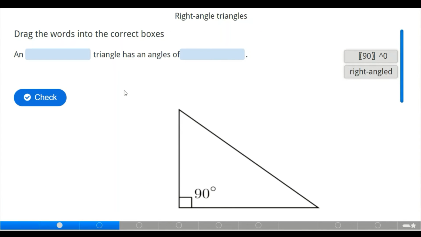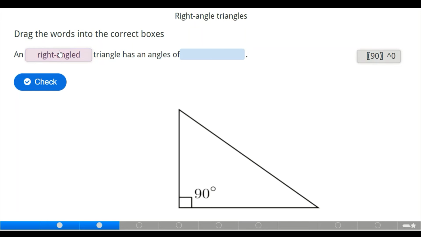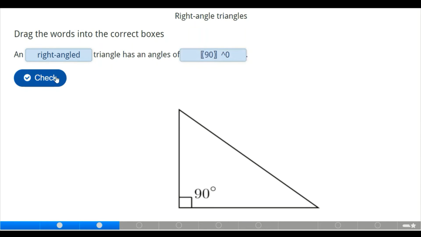We are looking at the right angle triangle. If you are talking about a right angle triangle, this type of triangle has an angle of 90 degrees. So a right angle triangle has one angle that is 90 degrees. And with this type of triangle, we make use of the Pythagoras theorem. Under this, we use the Pythagoras theorem to solve a right angle triangle, which we are going to be doing in our slides in the next classes. So a right angle triangle has an angle of 90 degrees. Okay, let's check.